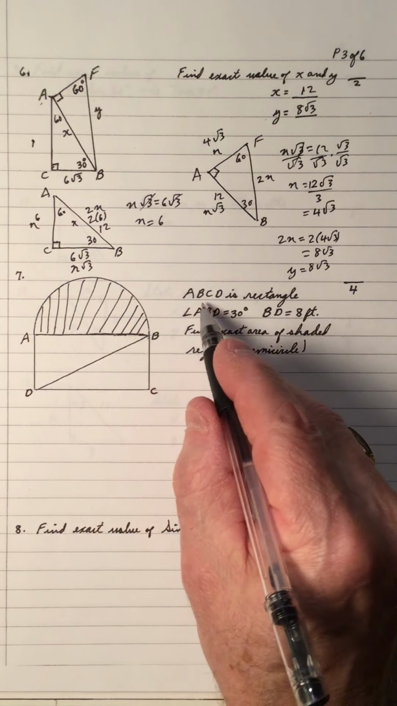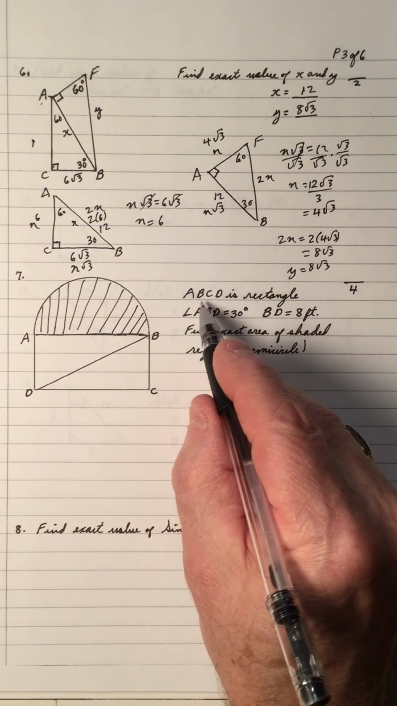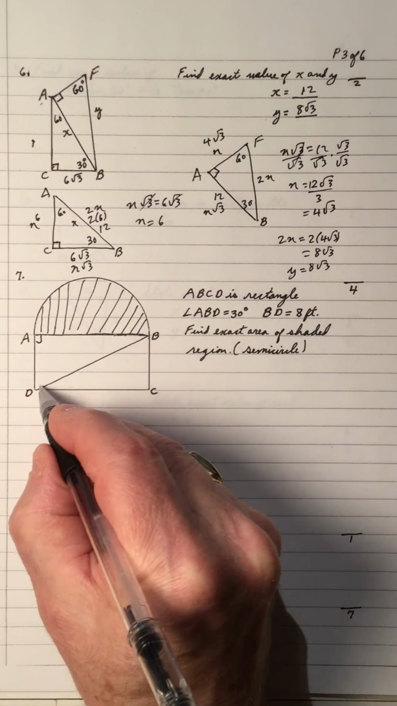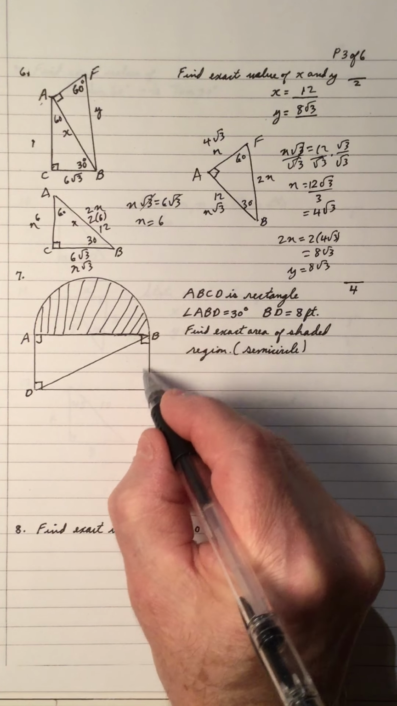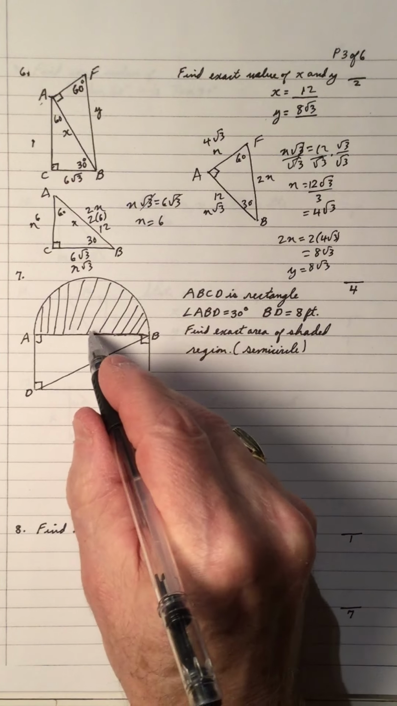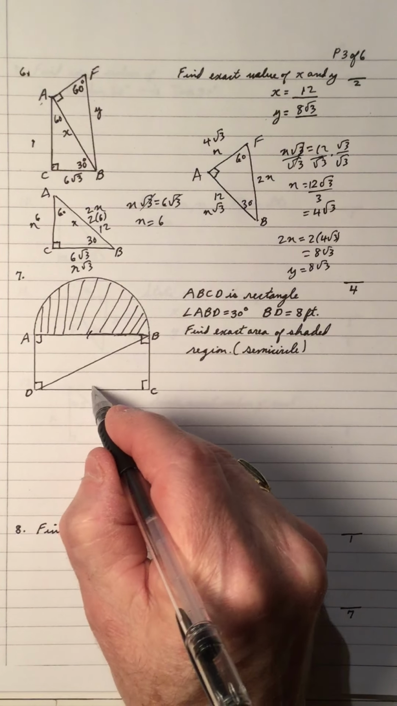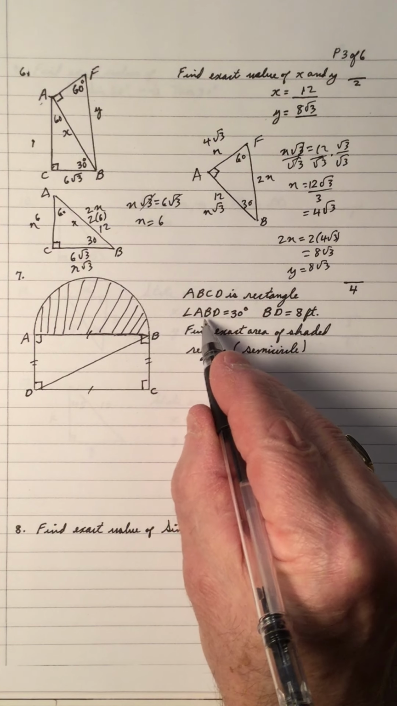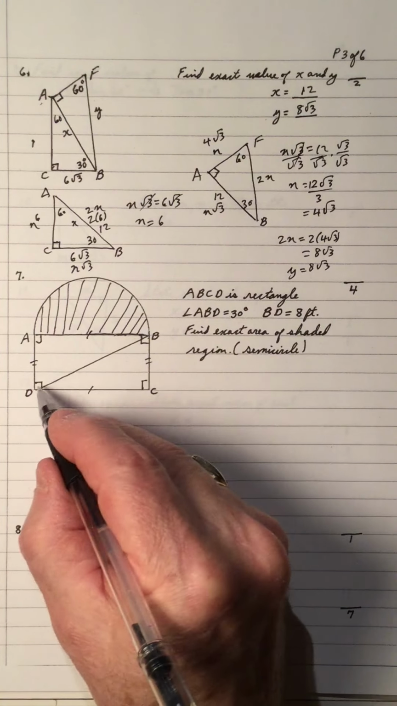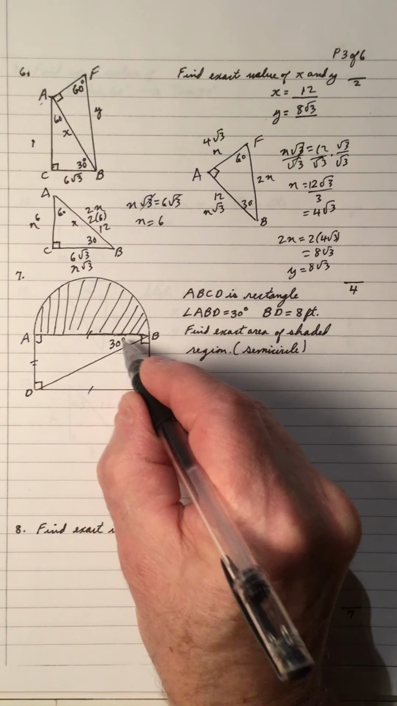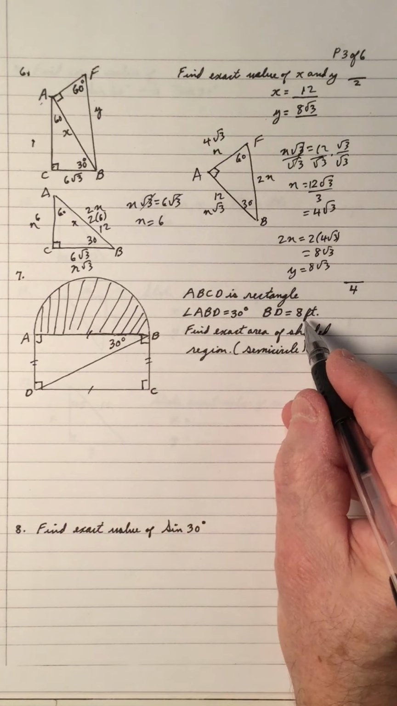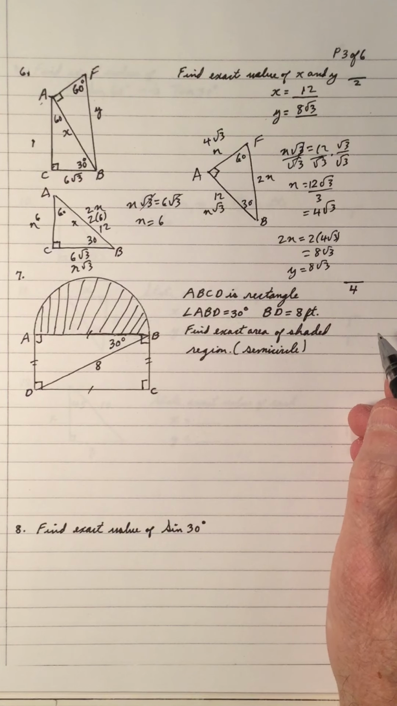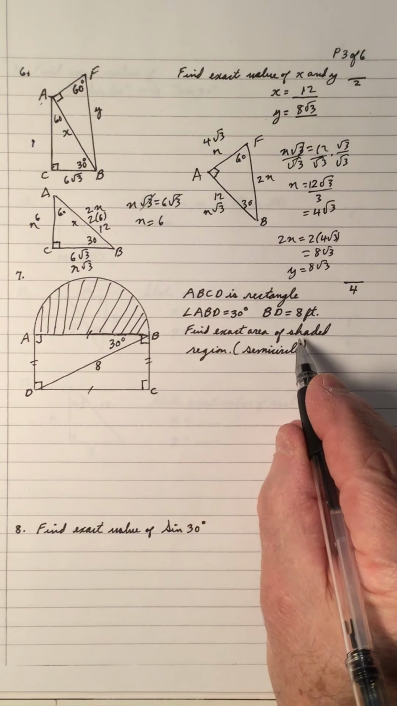Number 7, we have ABCD is a rectangle. So this is a rectangle. So in a rectangle, all these angles in the corners are right angles. And in a rectangle, opposite sides are equal. So that side equals that side, and that side equals that side. And the angle ABD is 30 degrees. And BD is 8 feet. So I need to find the exact area of the shaded region.